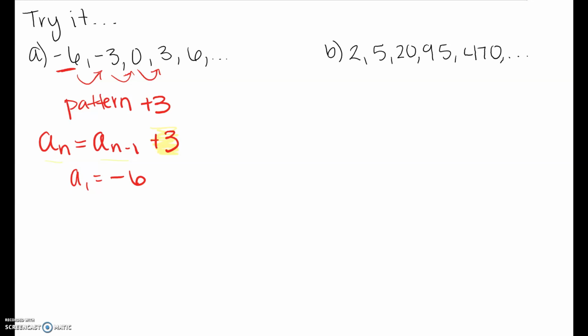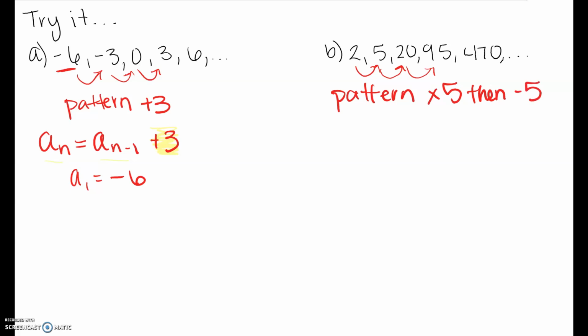Okay, and then we need to look for a pattern here. And this one is a little bit trickier to find the pattern. But if we do 2 times 5, that would give us 10, and then minus 5, and that gives us 5. So then we check it with the next one. 5 times 5 minus 5. Yeah, that would work. So the pattern is times 5, then minus 5.